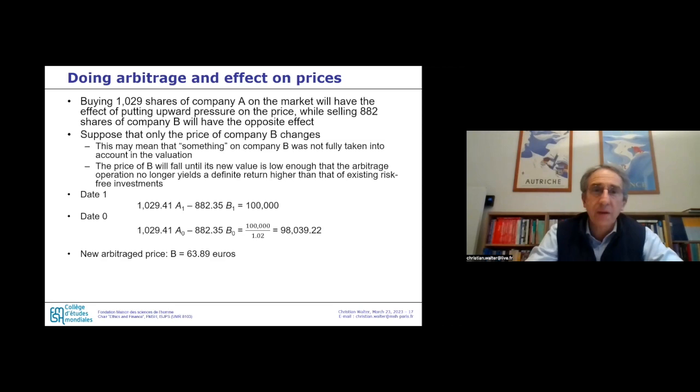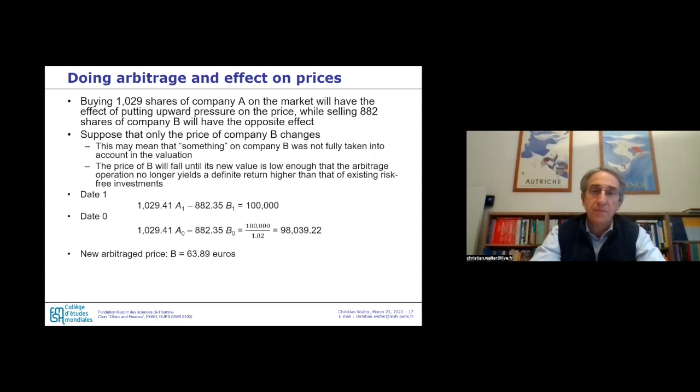For the model, we suppose that only the price of company B will change. This may mean that something about company B was not fully taken into account in the valuation. That means the epistemic value of the quote of B is not clear. The price of B will fall until its new value is low enough that the arbitrage operation no longer yields a definite return higher than that of existing risk-free investments.